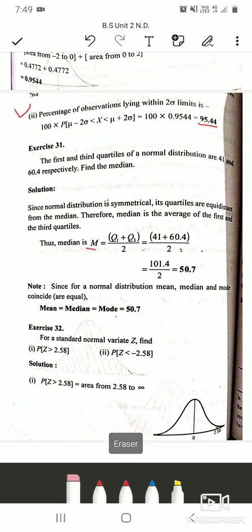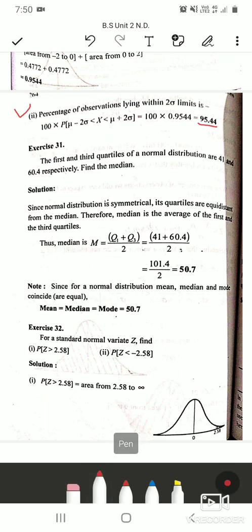So with this property we can find out the median. Therefore the median will be the average of the first quartile and third quartile. Always remember, the median for a normal distribution using quartiles is the mean of the first quartile and third quartile. Therefore median is (Q1 + Q3)/2. So Q1 is 41, Q3 is 60.4. When you add, you will get 101.4. So 101.4 divided by 2 is 50.7. So this is your median.